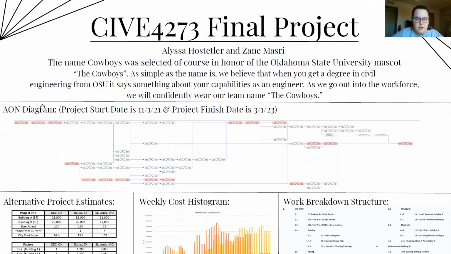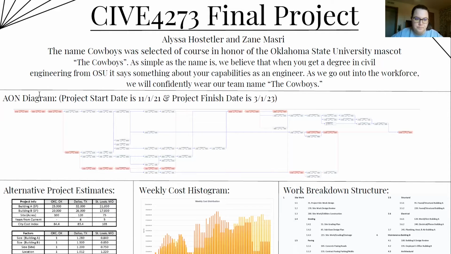So first, let's start with our activity on node diagram. We took table 2 and inserted it into Microsoft Project to generate this diagram. We also had a Gantt chart, but I didn't want to put it on here because it looked a little bit messy. But as you can see, our project start date is November 1st, 2021, and we got our finish date to be March 1st, 2023.